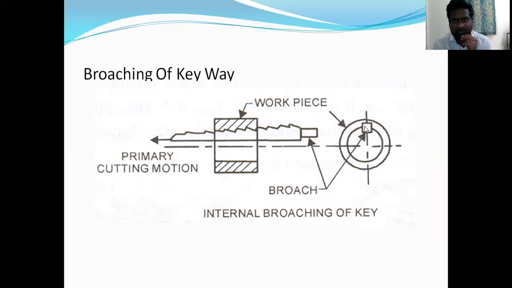So here the keyways, that means the slots. The slots are also done by this broaching machine, right? So here the broach tool and the workpiece. The broach tool is moving like this.